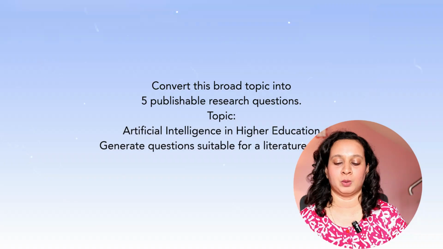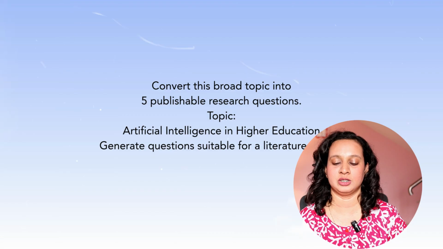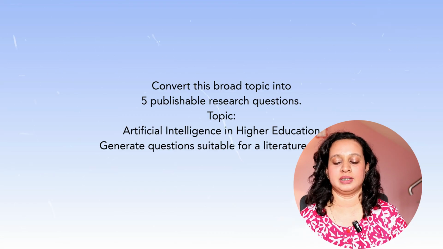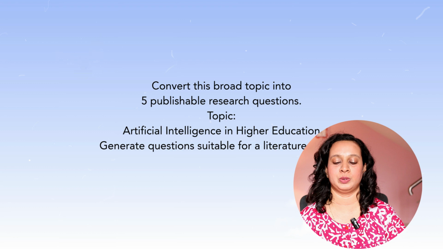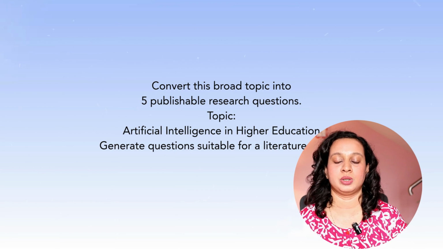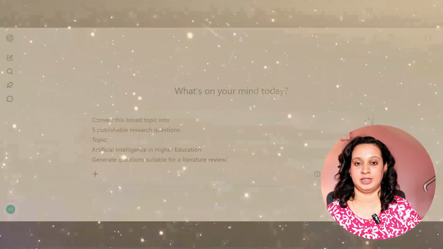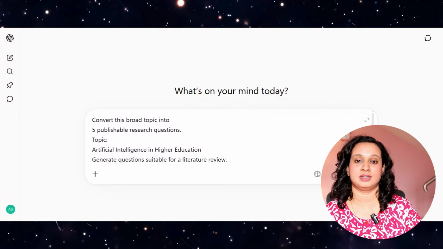The goal of this step is to transform a broad topic into research questions. We will take the example of AI over here. Go to ChatGPT and convert this broad topic into 5 publishable research questions. The topic over here is artificial intelligence in higher education, and generate questions suitable for a literature review. So what this step does is it will narrow down the scope. You can use better keywords because it will automatically generate keywords for this, and you will get better search queries.